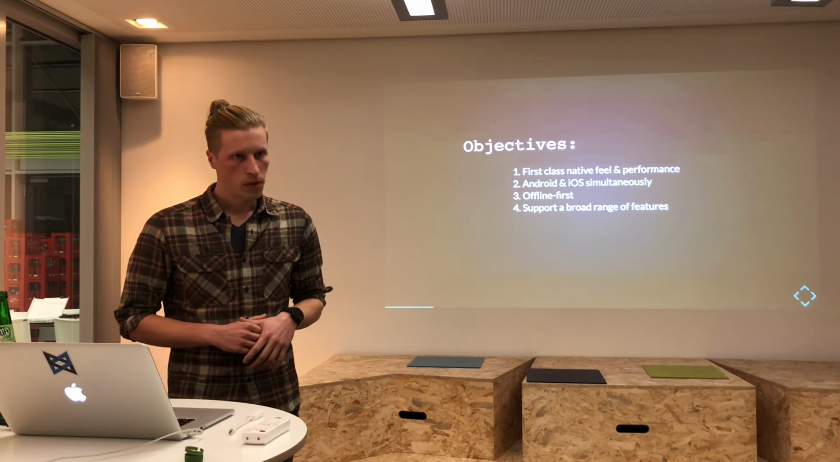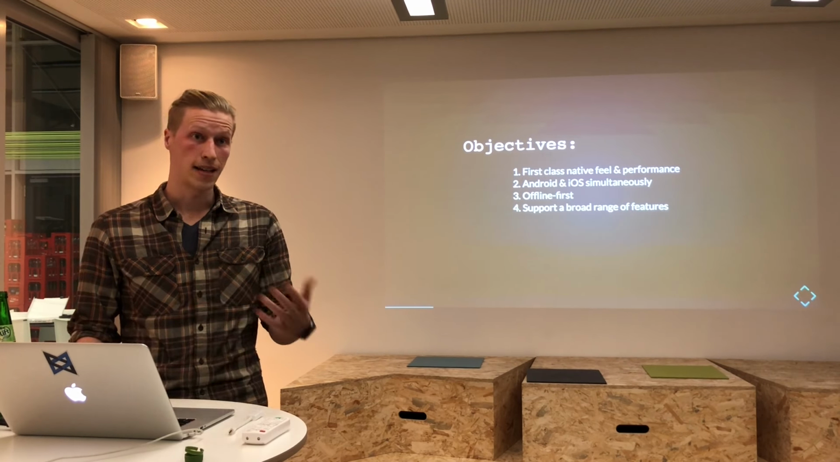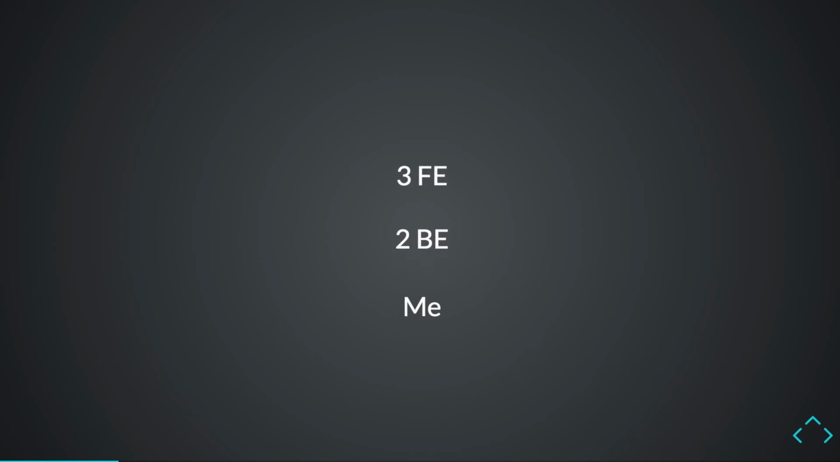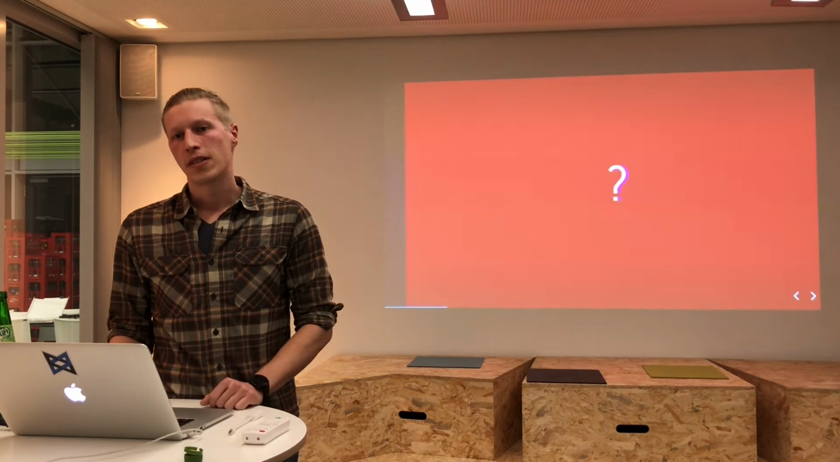And we also need to support a broad range of product features. So InterNations as a platform has a lot going on. I'm talking events, search, messaging, users, groups, contacts, maps, push notifications, activity feeds, and more. So this is not a small application. And to do it all, 3 front-end engineers, 2 back-end engineers, and me. No one's built a native app before. These are all web people. So imagine you're in this situation. Now what? What do you do? How do you possibly begin?